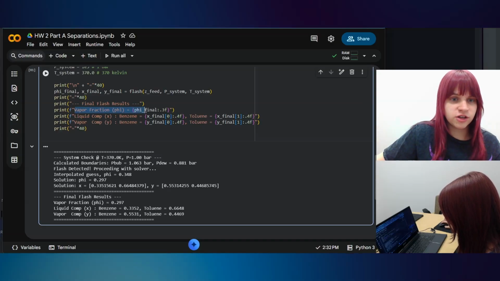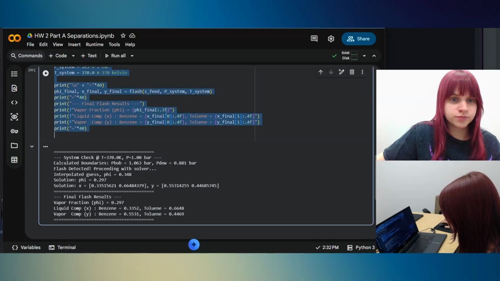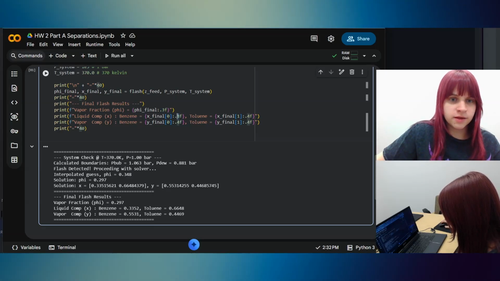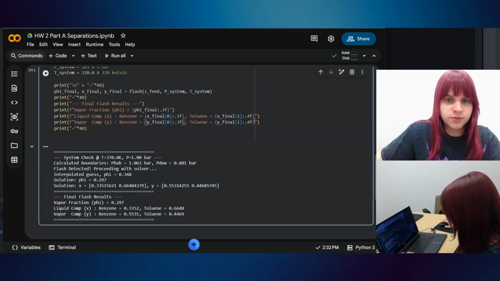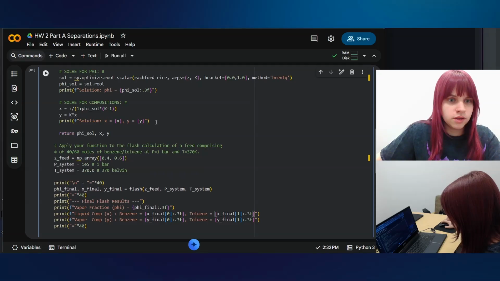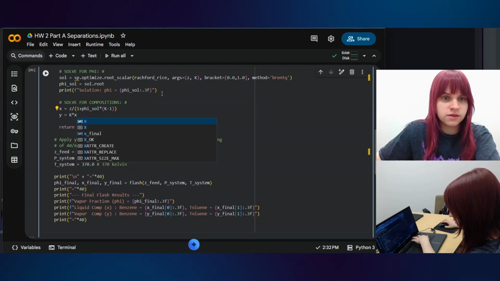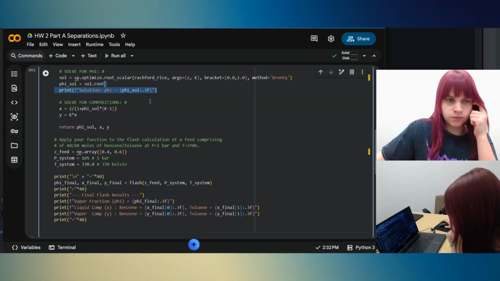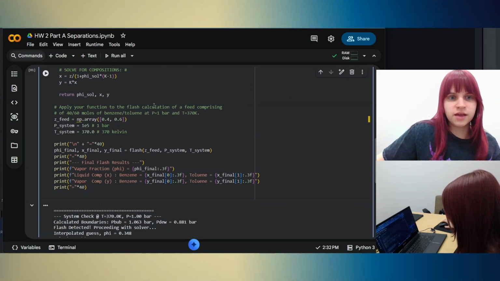The vapor fraction is phi final. This is 3 decimal places. I'll keep this consistent, so I'll do 3 decimal places for these guys as well. And I'm going to get rid of these prints since I'm doing it later on. I guess I can keep that one, that's fine.